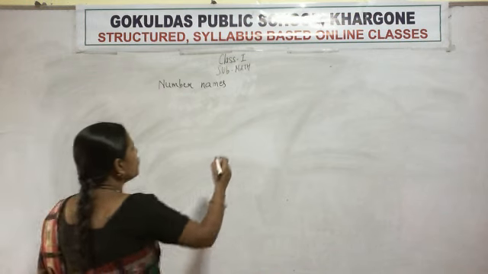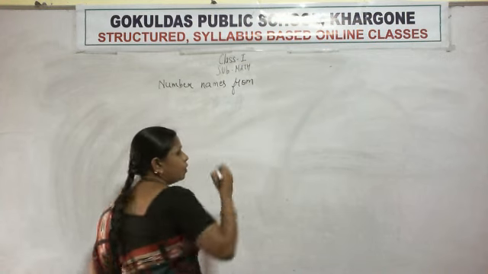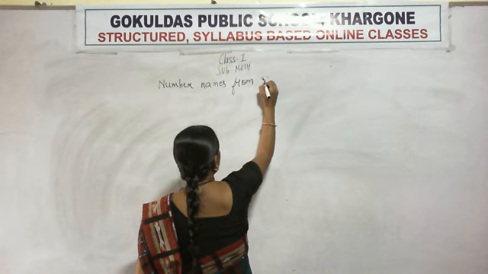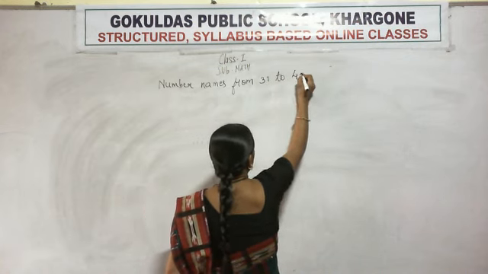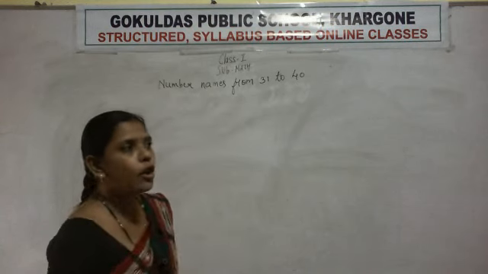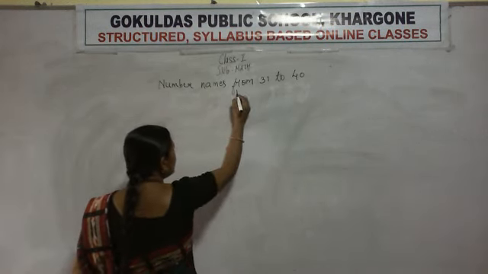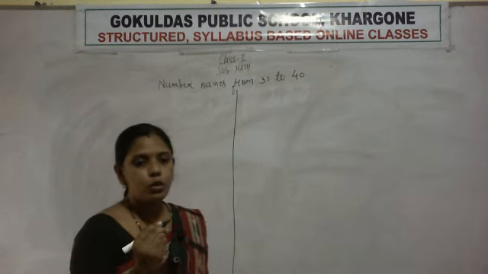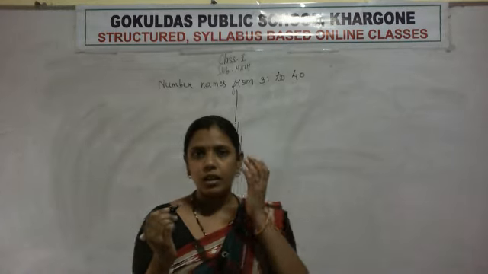Number names from 31 to 40. No need to divide your page into two equal parts. You don't draw this line.